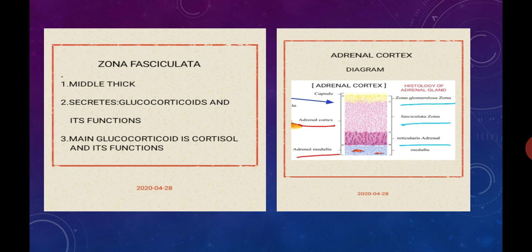So glucocorticoids perform only one function. They regulate metabolism of carbohydrates, protein and lipids. As I said, zona fasciculata secretes glucocorticoids, and among the glucocorticoids, cortisol is the main glucocorticoid. It performs the following function: it is responsible for the increase in blood glucose level.